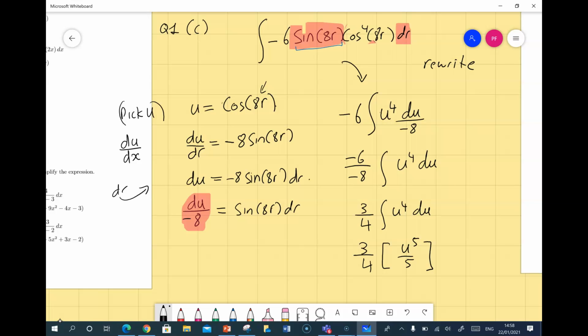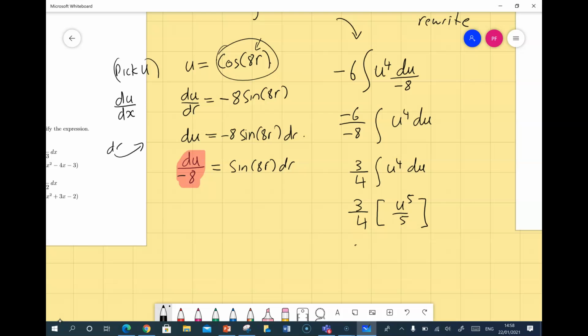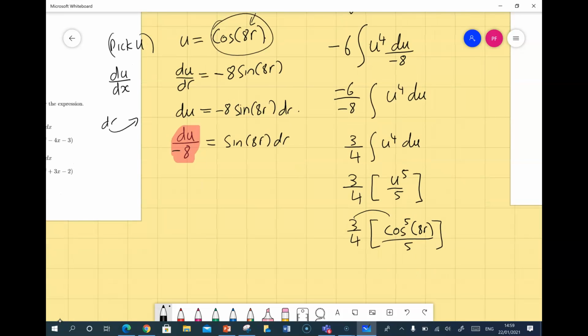Now we need to put in what u is, and u is the cos of 8r. So it's 3/4 times cos of 8r to the power of 5, but remember in trig we put a power of 5 there, all over 5. Last step, we have two fractions multiplying, so you multiply the top by the top and the bottom by the bottom. So it's 3 times cos to the power of 5 of 8r, all over 4 fives, which is 20.